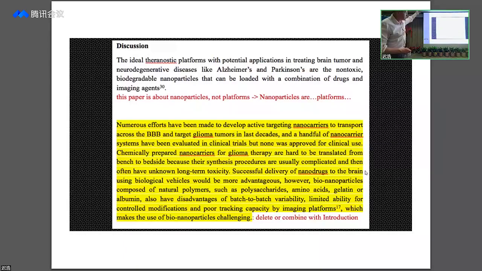This is how the discussion starts of a paper. There's like 1 page of introduction material. The ideal platform, potential application, blah, blah, blah. Numerous efforts have been made, blah, blah, blah. Successful delivery would be more advantageous. This is an introduction, has nothing to do with discussion. So please make sure that you do not make this mistake.